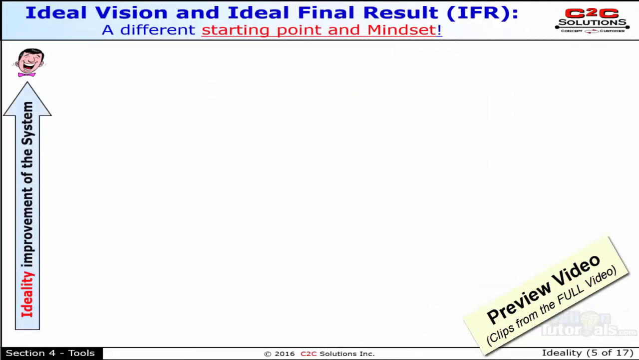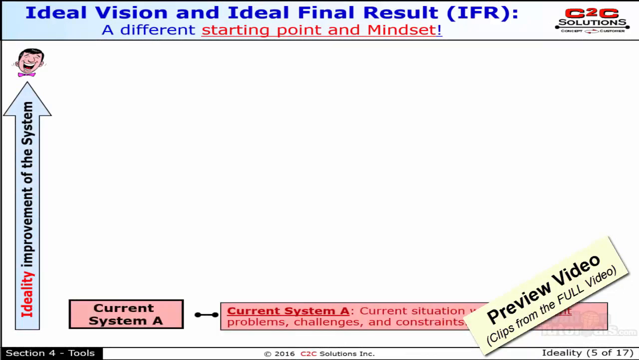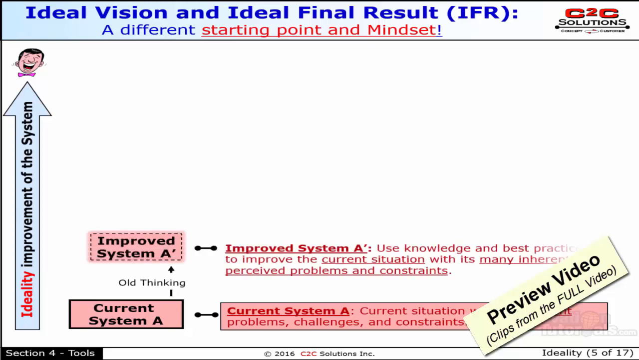So here's another way to look at it. If you look at your goal of maximizing ideality, and you have a current system, system A, and that current system has inherent problems and challenges and constraints, but it is system A. What we normally do when we try to improve things is we take our current system and then we try to improve it. Okay, we go from system A to system A prime.